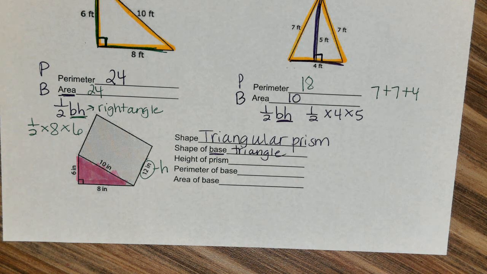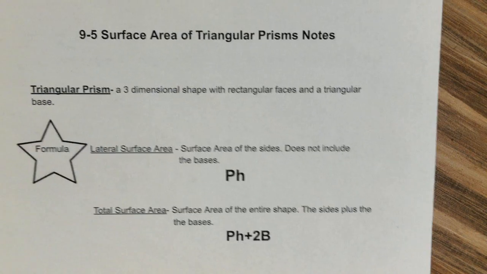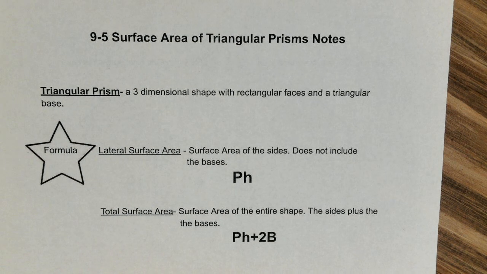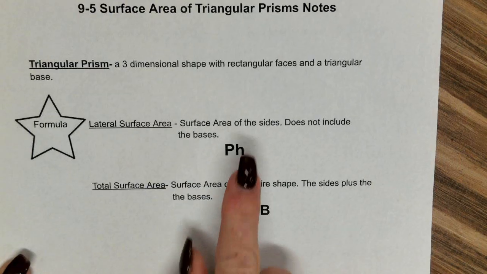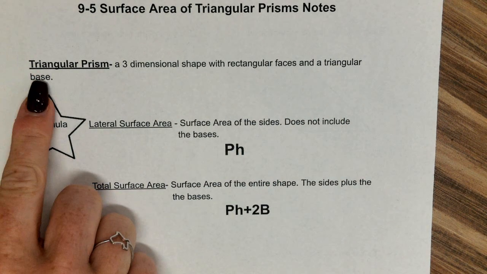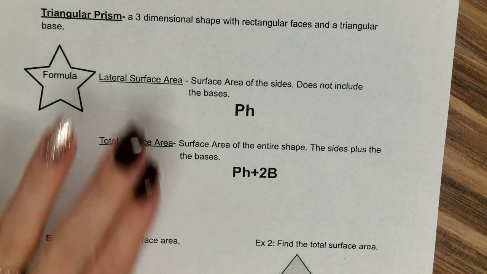Okay, so grab your notes. And let's go to triangular prism. Okay, a triangular prism is a three-dimensional shape that has rectangular faces. So y'all see the little rectangles on the side? But it has a triangular base. It is still a prism.